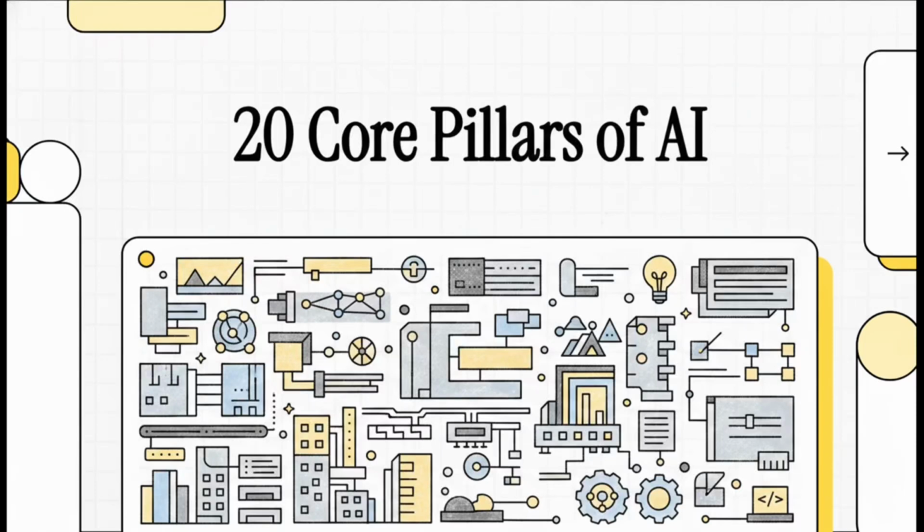Welcome to this masterclass explainer. Think of this as your professional AI training bootcamp. Today, we aren't just talking about abstract, floating concepts. We're actually building your technical muscle memory. We're going to break down the architect's handbook, covering the 20 absolute core pillars of artificial intelligence.